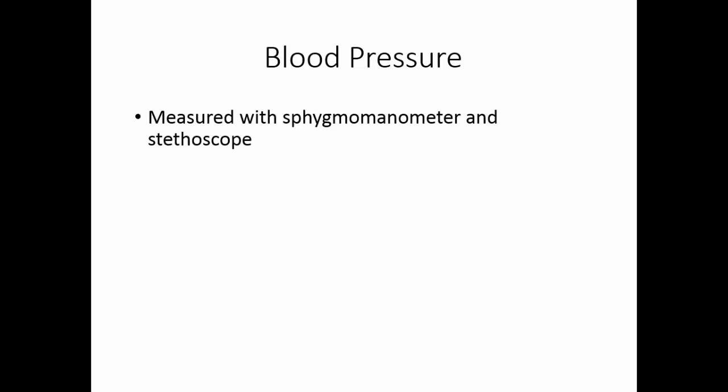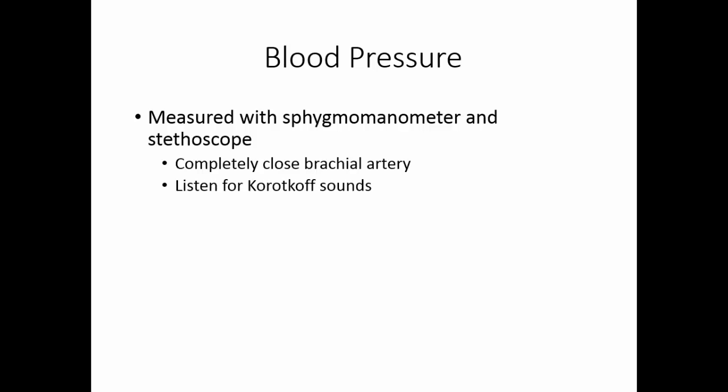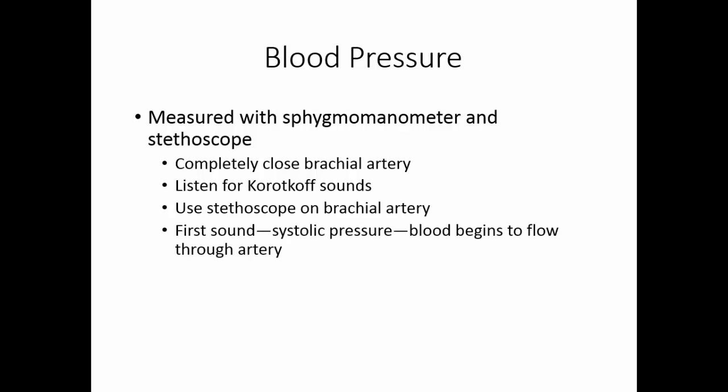In order to take a blood pressure, you need a sphygmomanometer and a stethoscope. Sphygmomanometer is the word that means blood pressure cuff. You use the sphygmomanometer to completely close the brachial artery, and you use the stethoscope to listen for Korotkoff sounds. You put the stethoscope on the brachial artery in the antecubital area and you listen for the first sound.